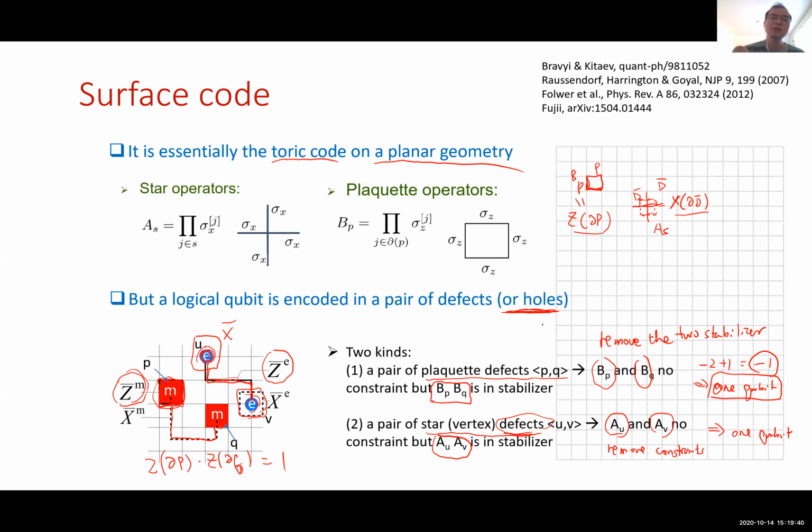So in the toric code, we use this product of X, product of Z as one logical operator, right? And the other one is we choose a product of Z operators, and then the other product of X operators. But here we do not have this topology, so we sort of use the defect to mimic that effect.